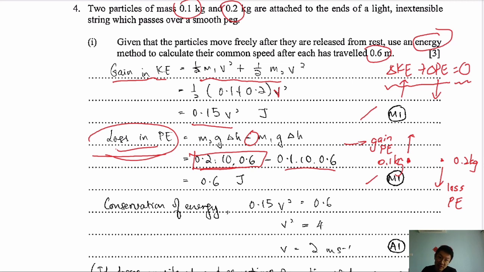The next step is to consider conservation of energy: the gain in KE is equal to the loss in PE, because when one gains, the other must lose. So we equate them and solve for v, and the v that we get is 2 meters per second. With this, we get another mark. This is when we use the energy equation.